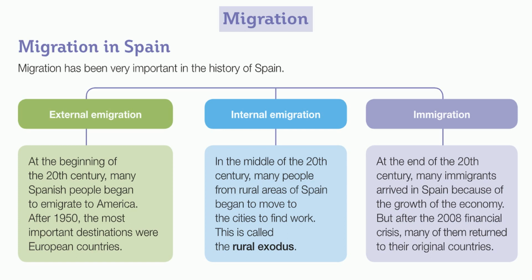Internal emigration. In the middle of the 20th century, many people from rural areas of Spain began to move to the cities to find work. This is called the rural exodus.